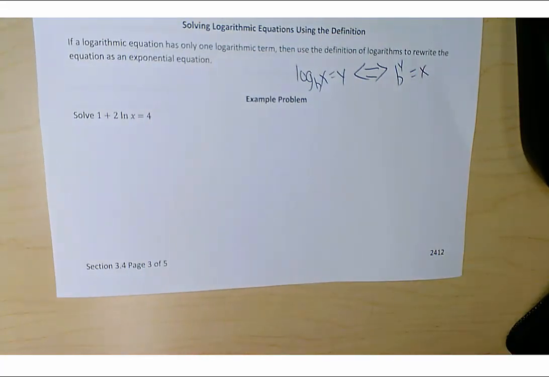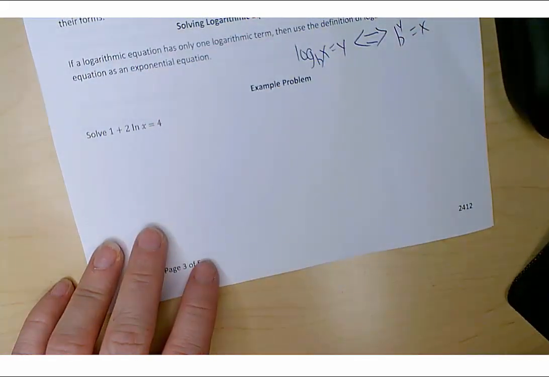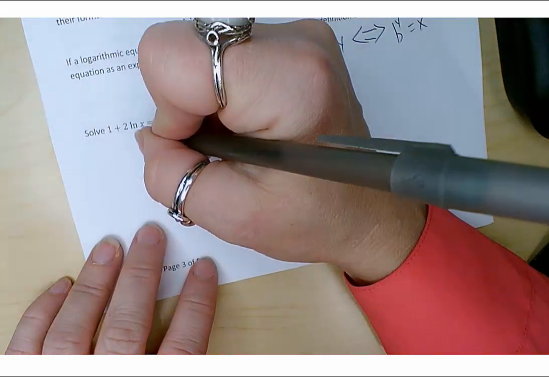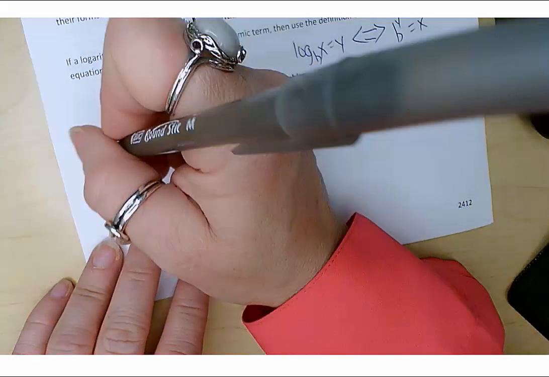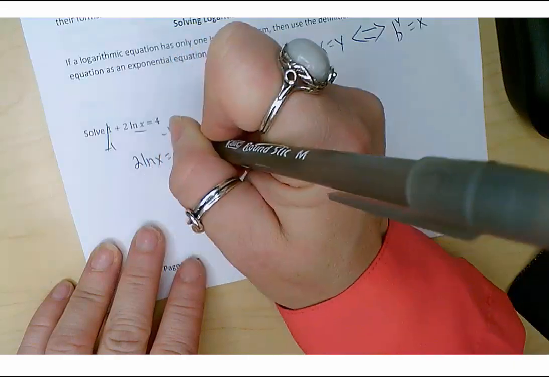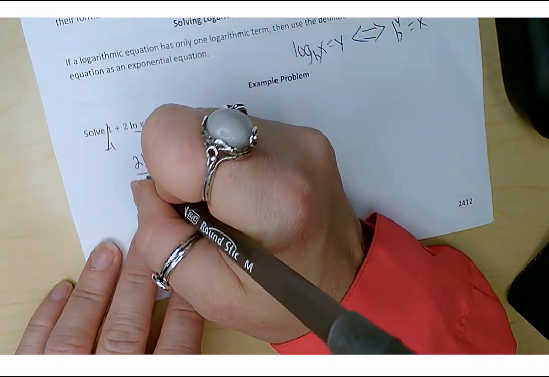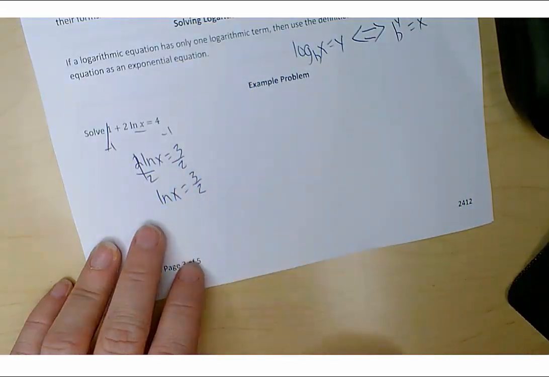So, the first technique in solving logarithmic equations: you do want to get your logarithmic expression completely by itself in your equation, and then just convert it over to exponential. If we take a look at this example, we want to get our log by itself. For us, that's going to be the ln x. So let's start by subtracting that 1 on each side, giving us 2 ln x is equal to 3. Let's divide each side by 2 to get ln x is equal to 3/2.